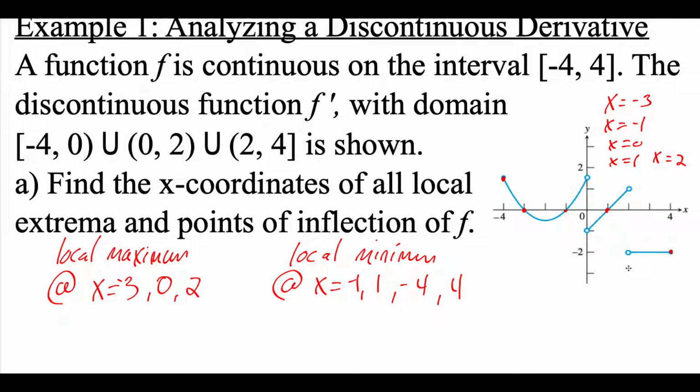Now, as far as points of inflection, those happen anywhere where the derivative changes directions. And there's only one place that we have to worry about in our picture. And I'm looking at this x value of -2. Our curve changes directions in there. So we've got a point of inflection happening at the x value of -2.